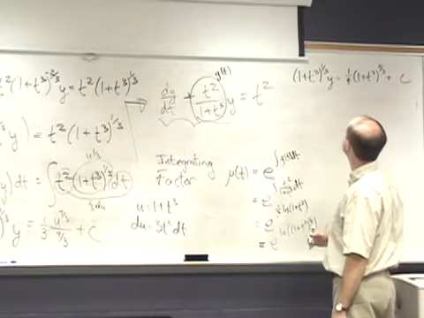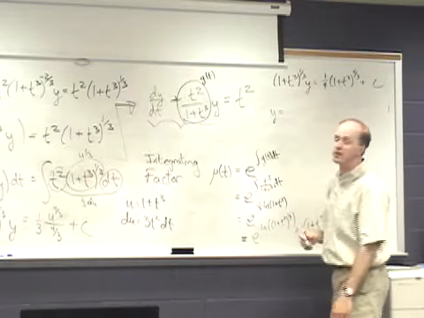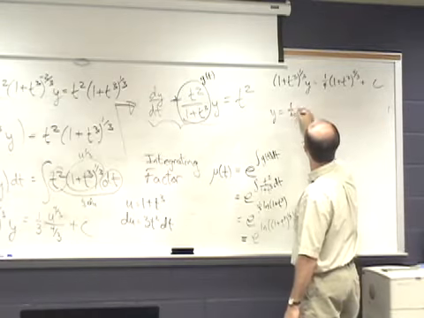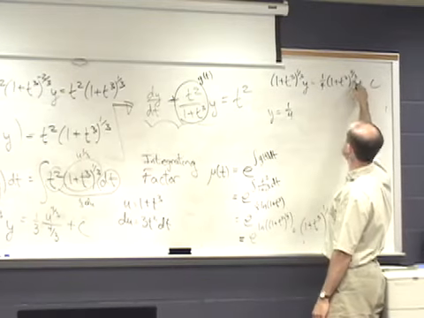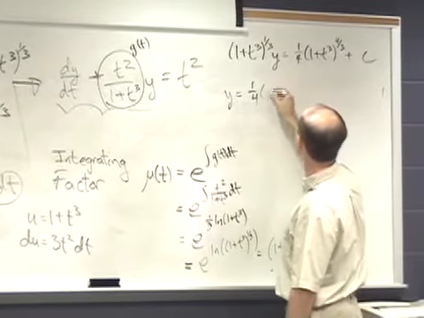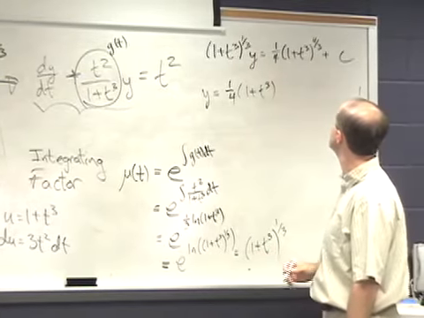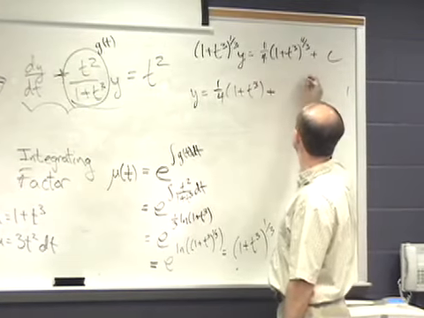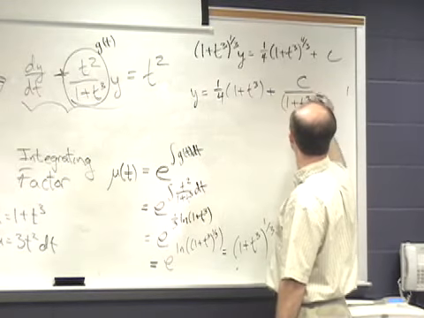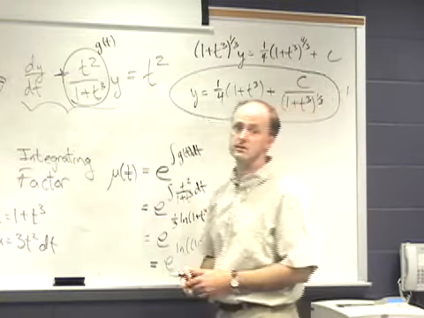plus c. Now just solve for y by doing a division. Divide both sides by (1 plus t cubed) to the 1/3 power. That's going to be the same as subtracting 1/3 from that exponent to leave a 1/4 times (1 plus t cubed) just to the first power. And then a plus c, and I'll write it as c over (1 plus t cubed) to the 1/3 power. And that will be the general solution.